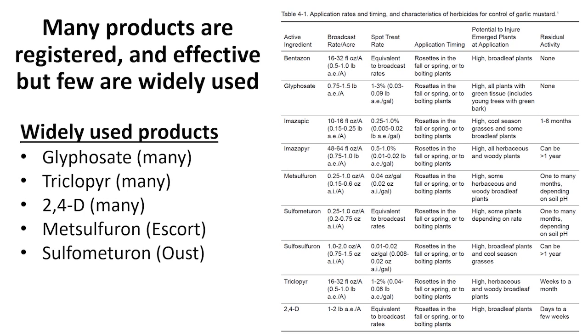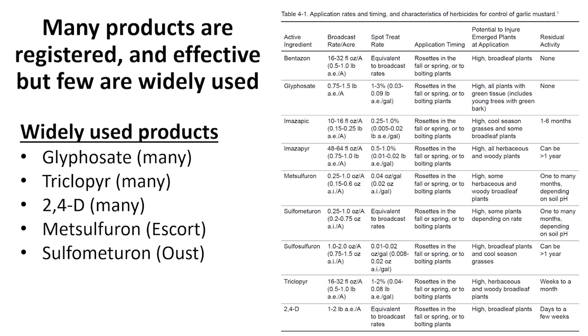If you have grasses present in your environment, triclopyr, 2,4-D or metsulfuron are probably better choices. All of these are very effective at controlling garlic mustard, and some may have some slight to moderate residual activity but be safe to those grasses. So those are ones that we would really want to look to if we had grasses present that we wanted to keep.